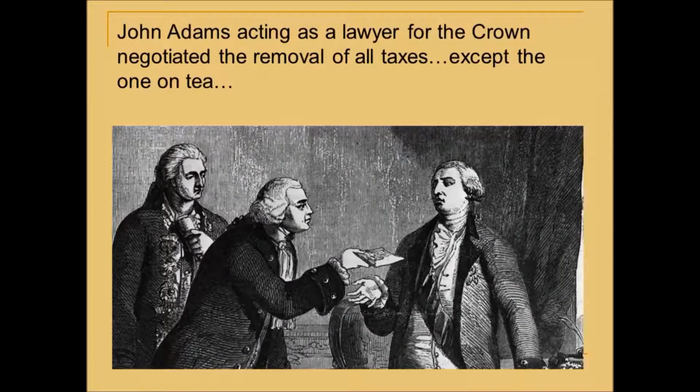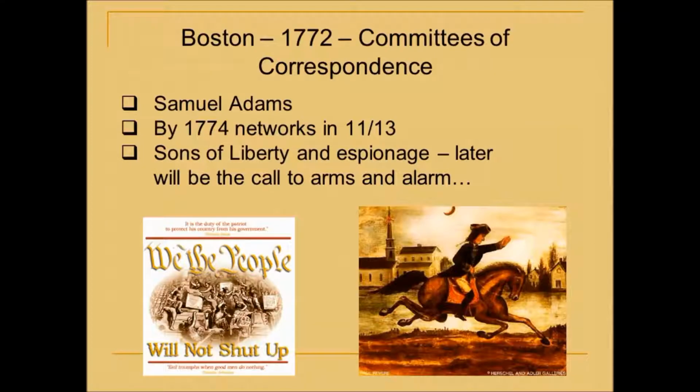After the Boston Massacre, the Crown was scared, for lack of a better way to say it. So John Adams, acting as a lawyer for the Crown now, for the King, negotiated the removal of all taxes. The only one the King would not remove, and he would not budge on this, is the tax on tea. And we all know where this story is going, right? But let's take a step back first before we get into the tea issue.